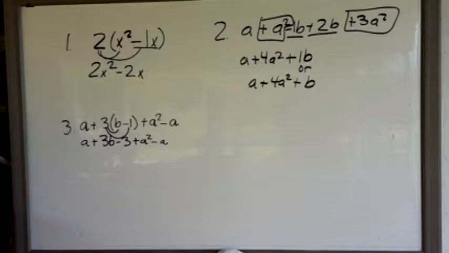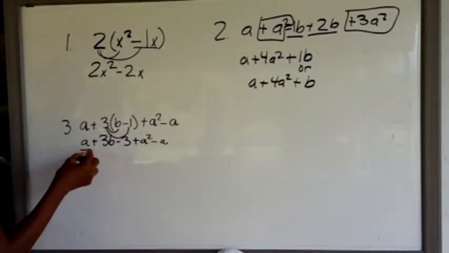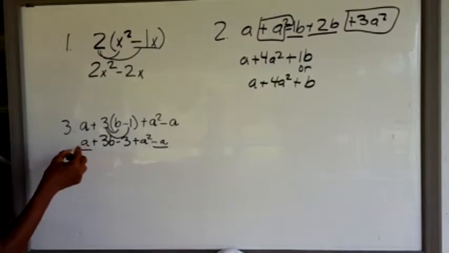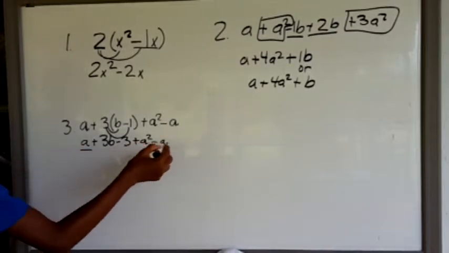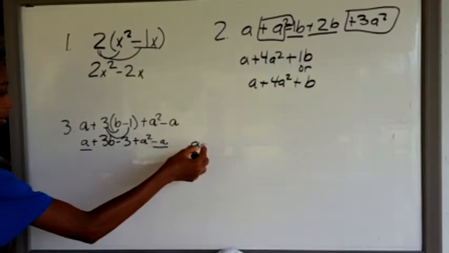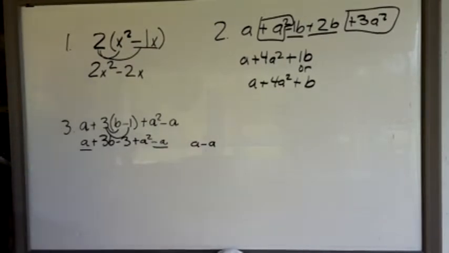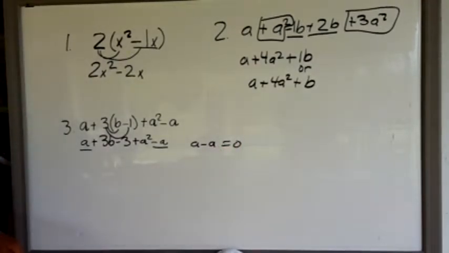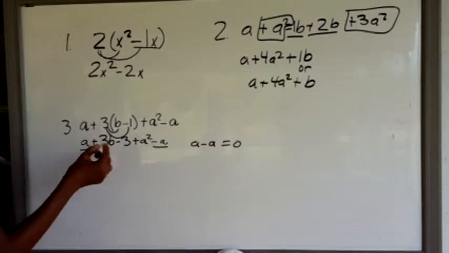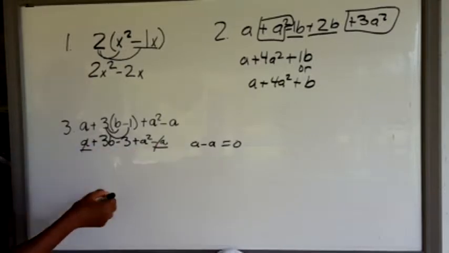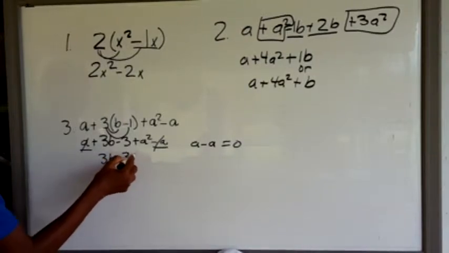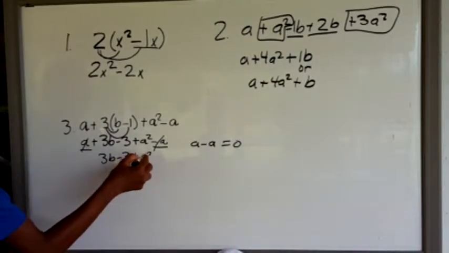So now we can combine our like terms. So we have a and negative a, so that's like a minus a. So again, we know anything subtracted from itself is going to be 0. Alright, so the a's cancel out, and then we're left with 3b minus 3 plus a squared.